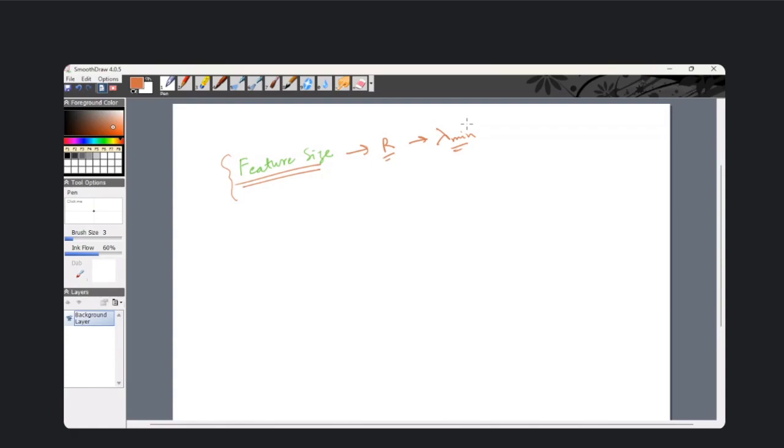People used to use UV light at that time. Now people are using even extreme ultraviolet light or some non-optical lithography like electron beam, X-ray, etc., with which they can print very, very small and finer dimensions. That is, the feature size is much, much less. Resolution is very good, much better.